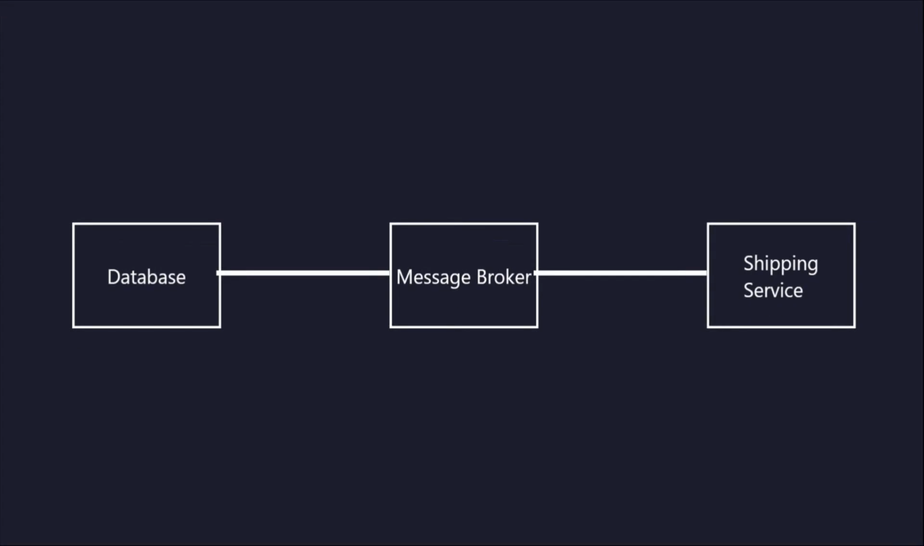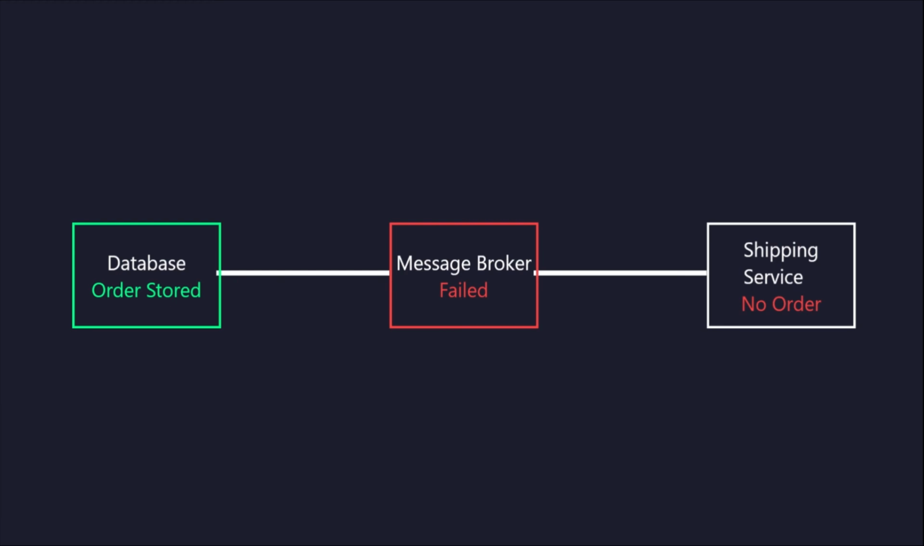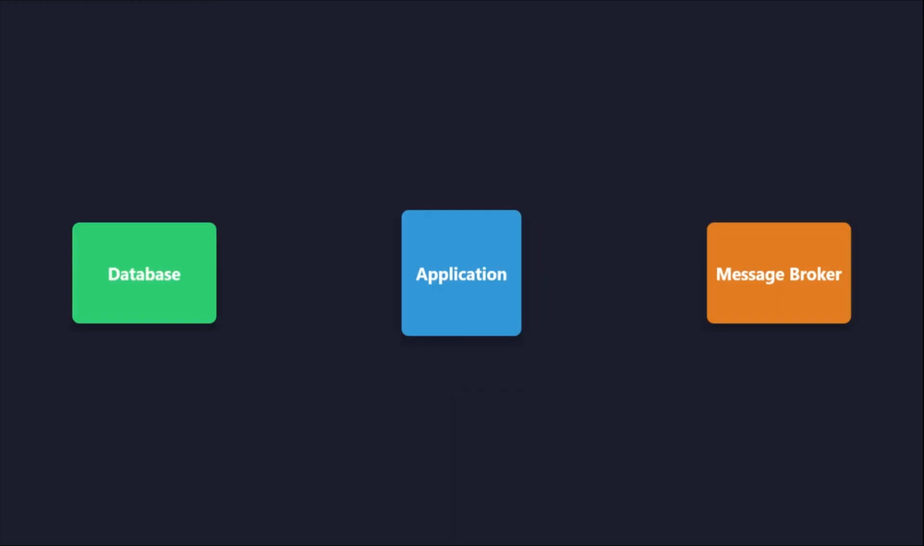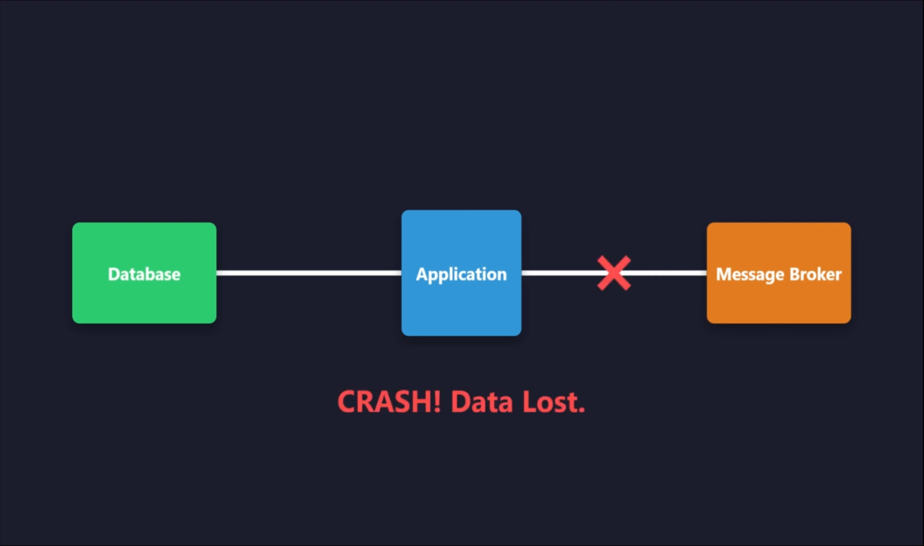The database updated but the message broker failed, your system state is now corrupt because the order exists in the table but never reached the shipping service. Writing to two separate resources lacks a shared global lock. If the application crashes between the database commit and the producer send, the data is lost forever.